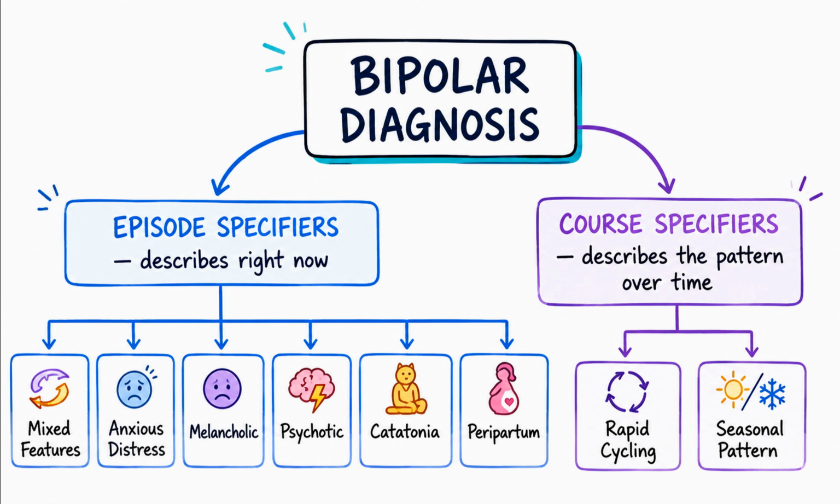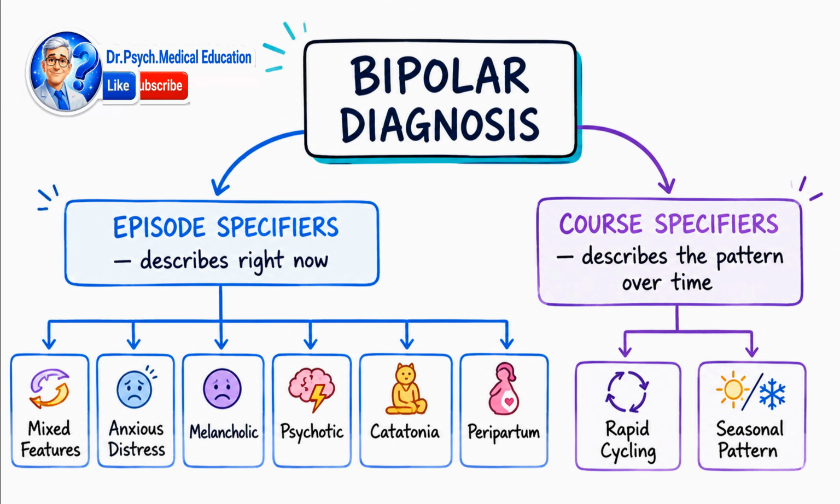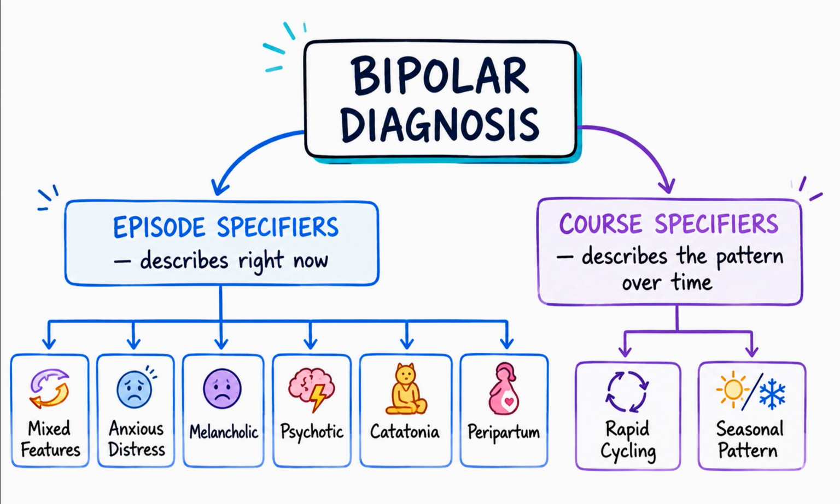So what is a specifier? It's extra information that makes a diagnosis more precise and more useful. When we say bipolar I, manic episode, that's the headline. The specifier fills in the rest of the story. How is this episode presenting and what pattern does this illness follow over time?